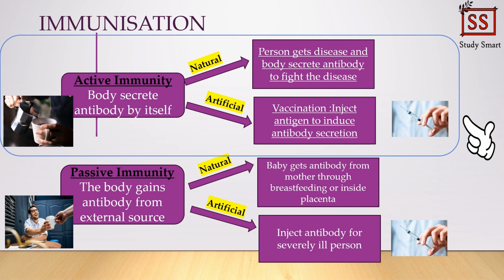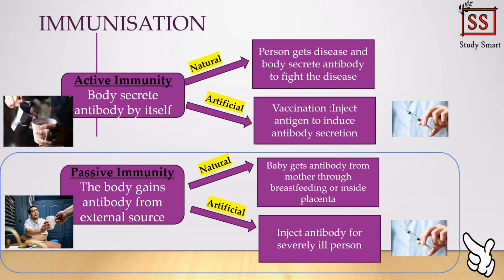So can you see the difference? Okay, active immunity means the body needs to secrete the antibody by itself, but the antibody can be secreted either in a natural way or an artificial way. Natural way means you get a disease and then your body secretes the antibody in order to fight the disease. While artificial way is through vaccination, in which you inject a fake antigen in order to induce your body to produce the antibody. So you can see that in both natural and artificial active immunity, the body is creating the antibody by itself.